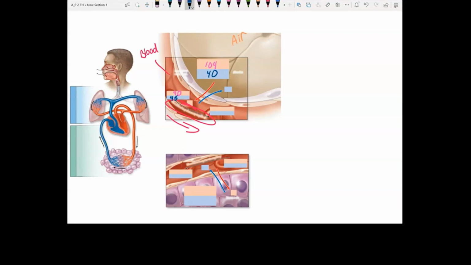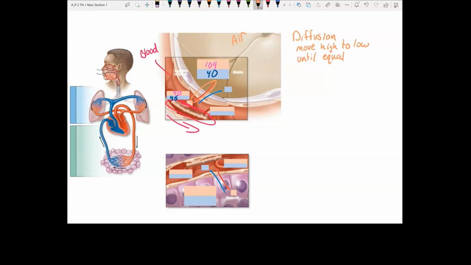Now we do diffusion. So think back to chapter 4. Oxygen and carbon dioxide move by diffusion. So you're going to move high to low until equal. Okay, so oxygen is 104 in the air. It's 40 in your blood. You're going to move high to low. So here you can see the oxygen arrow. Oxygen is going to move from the air into your blood.